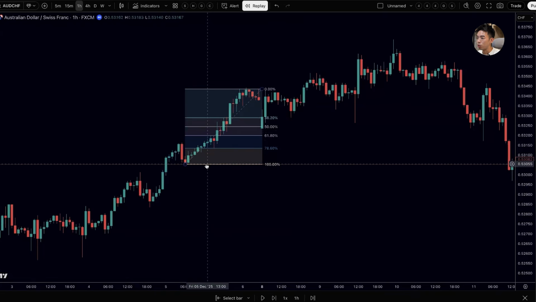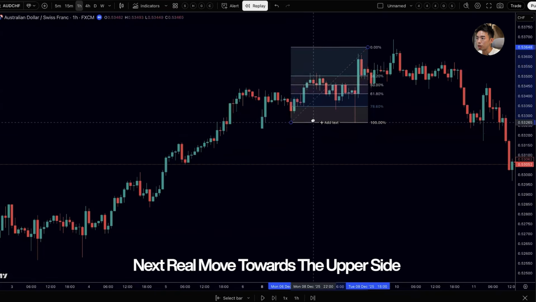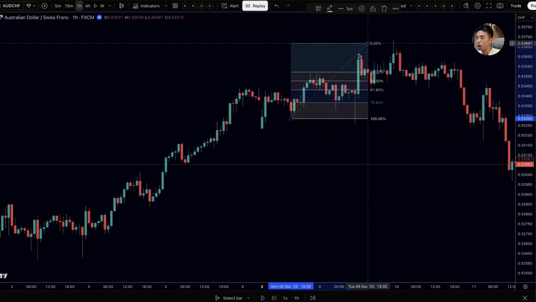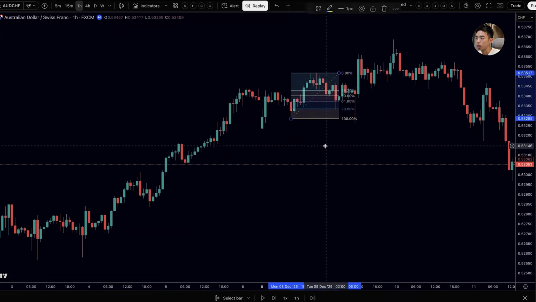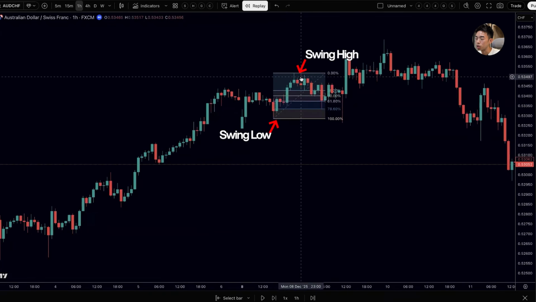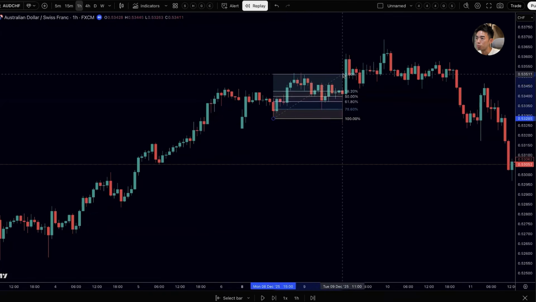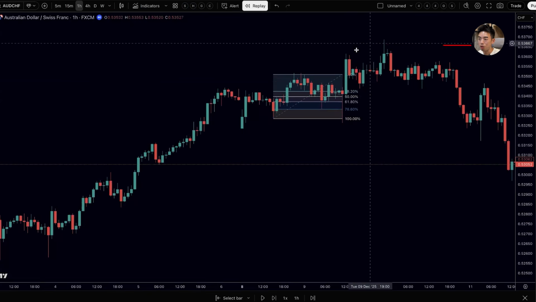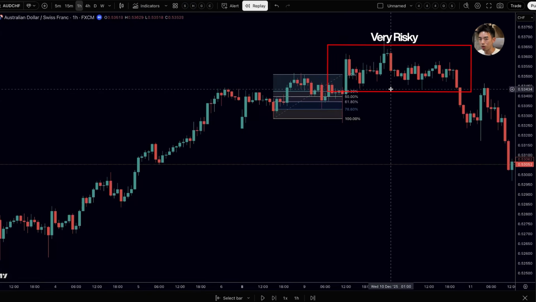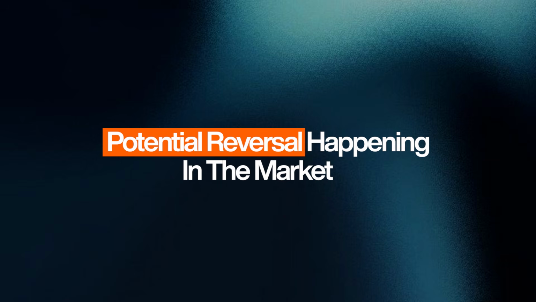And finally, when we look at the next real move towards the upper side, which is right here, we are able to see that if we mark out the swing low to the swing high here, this pullback pulls back 100%, as you can see from this hammer looking candle right here. And that's your first sign telling you this uptrend is slowly dying. Anything that happens after that right here becomes very, very risky, and it opens up a big risk for a potential reversal happening in the market.